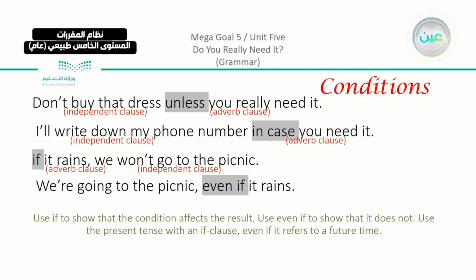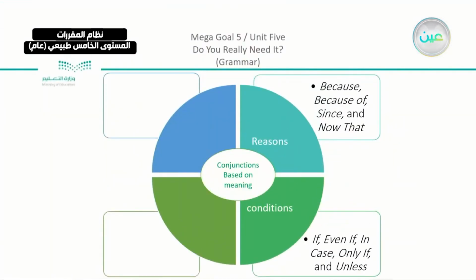But note here in the 4th example, I'm going even if it rains. Which means that we use even if to show that it does not affect the result. Use the present tense with an if clause even if it refers to the future time, which is something that we used before. You know now that you can use the present tense to refer to the future. So this is going to be the second part, the second graph, which is condition.